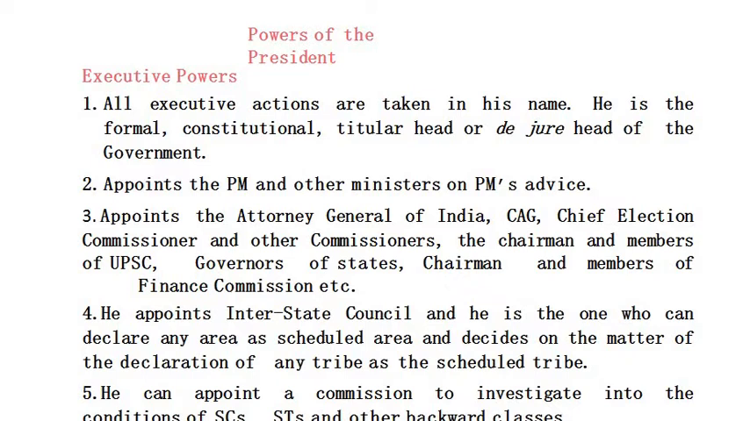He appoints the Prime Minister and other ministers on the PM's, that means Prime Minister's advice. Appoints the Attorney General of India, the CAG, the Chief Election Commissioner and other commissioners, the chairman and the members of the UPSC, the governors of the states, chairman and the members of the Finance Commission, etc. He appoints the interstate council, and he is the one who can declare any area as scheduled area and decide on the matter of the declaration of any tribe as a scheduled tribe. He can appoint a commission to investigate into the conditions of the SCs, STs and other backward classes.